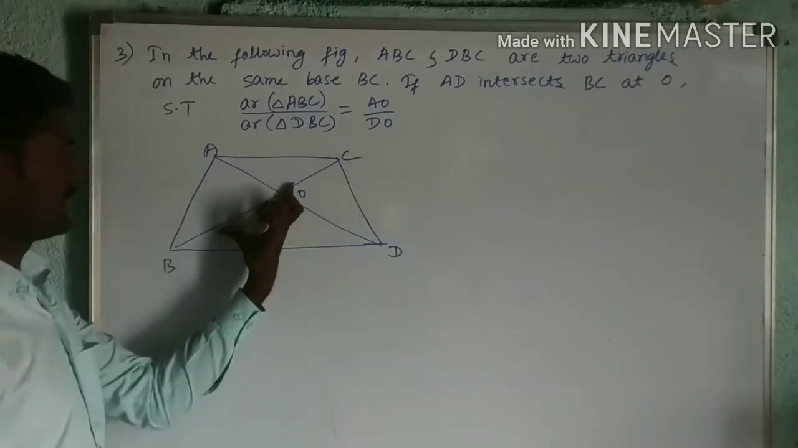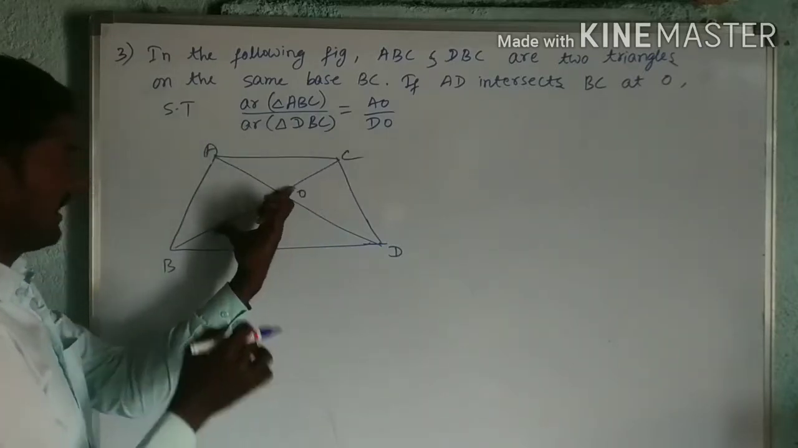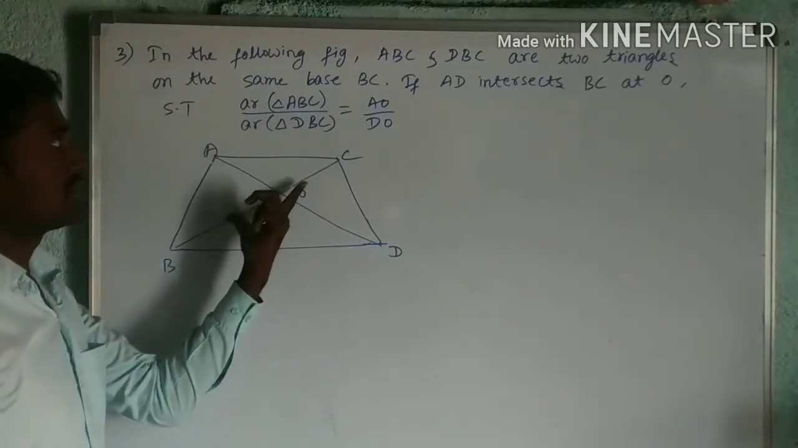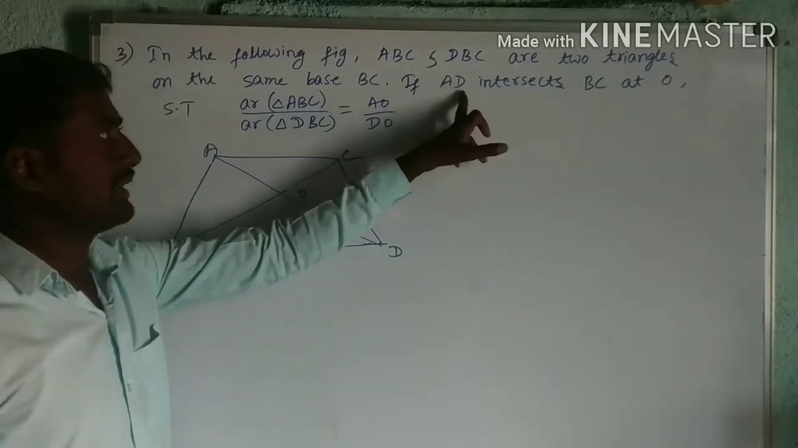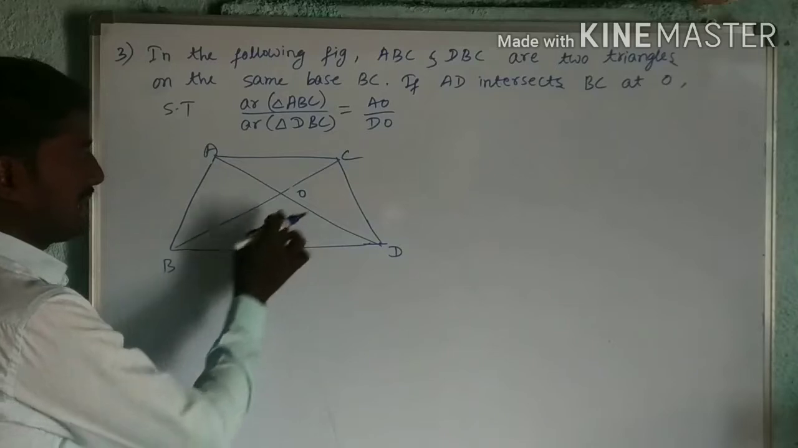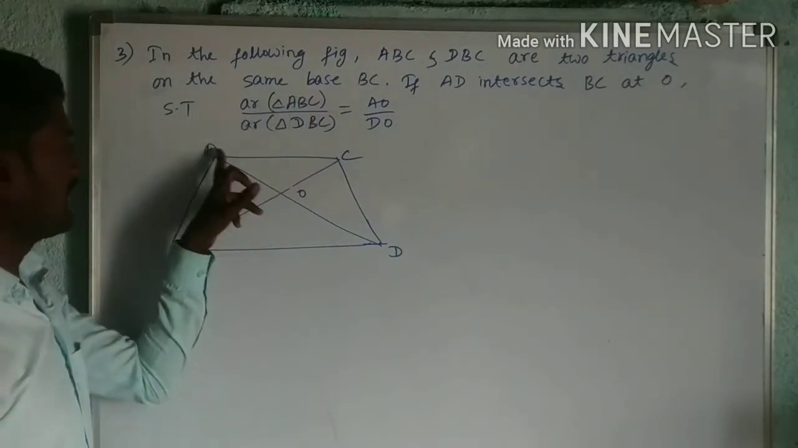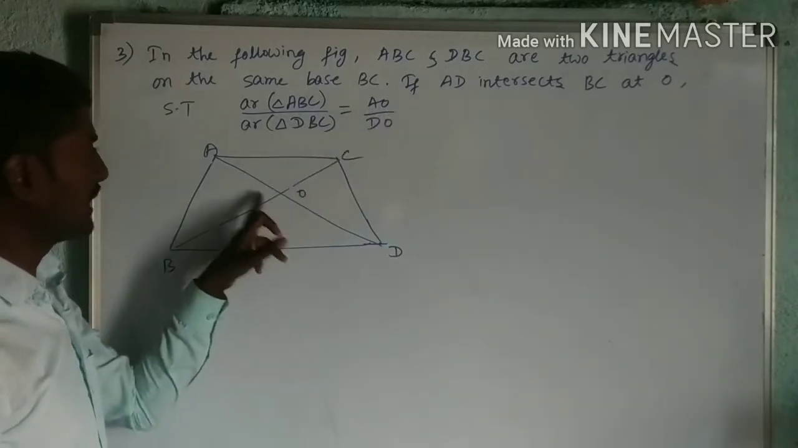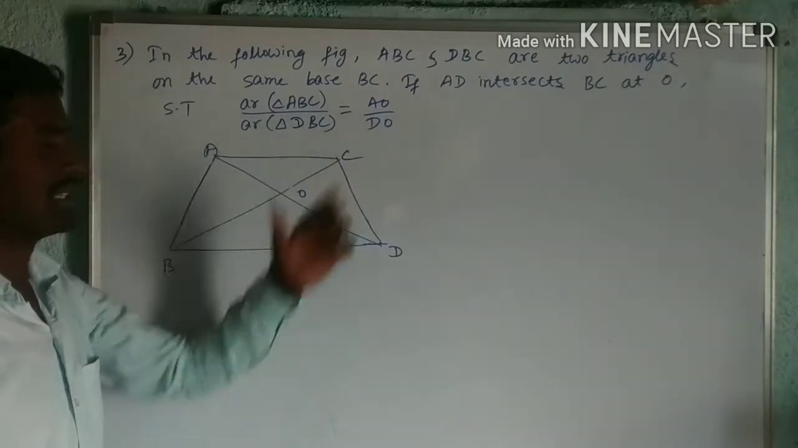DBC. So this is ABC. This is the common base BC. Then DBC. Common base is again BC. So these two triangles are on the same base BC. If AD intersects BC at O, show that area of triangle ABC divided by area of triangle DBC is equal to AO divided by DO. We have to prove this.